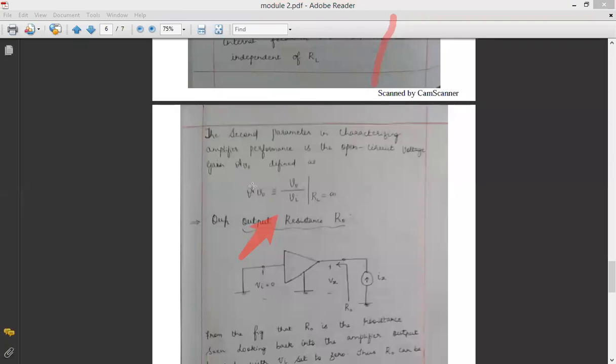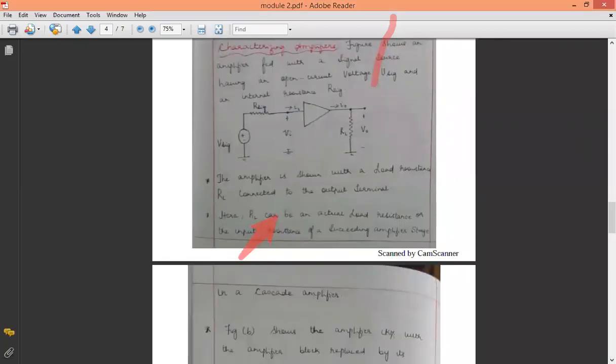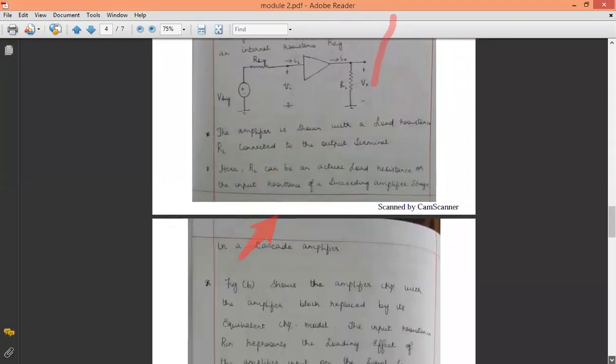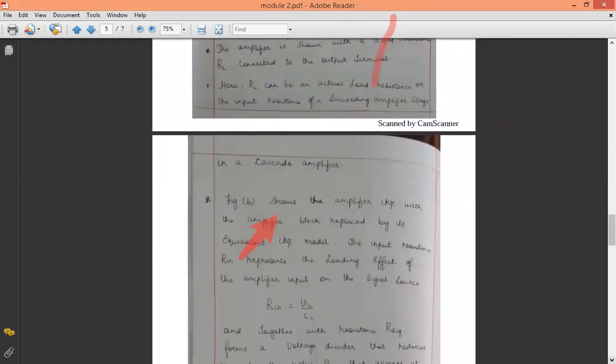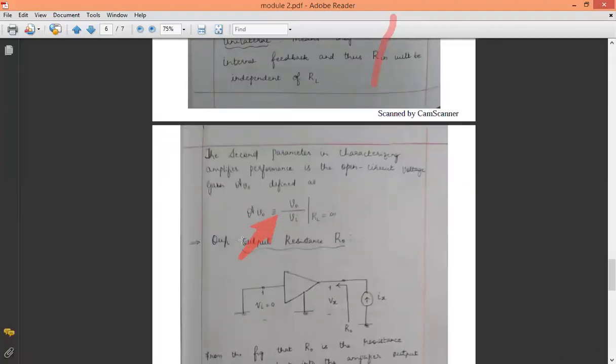See, gain is represented by capital A. Voltage is represented by V. This is known as the voltage gain. AV naught represents the voltage gain, V naught by V in. Since it is an open circuit voltage gain, we represent it as V naught, or V of O.